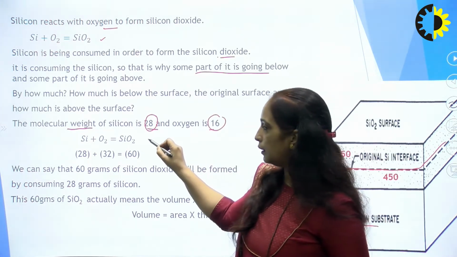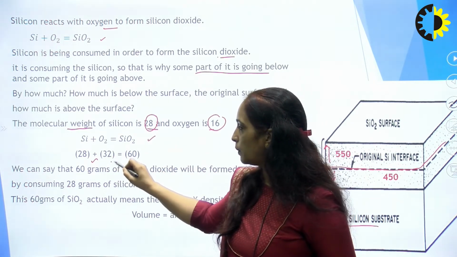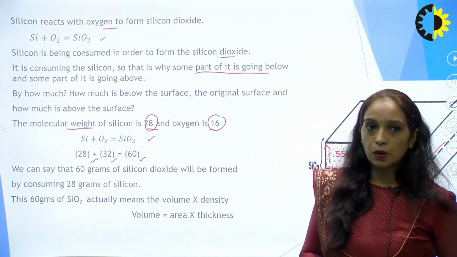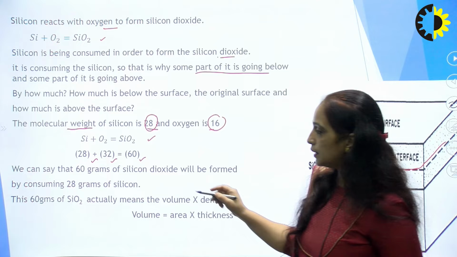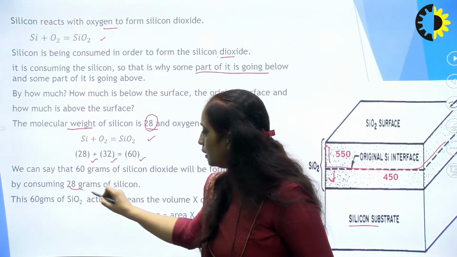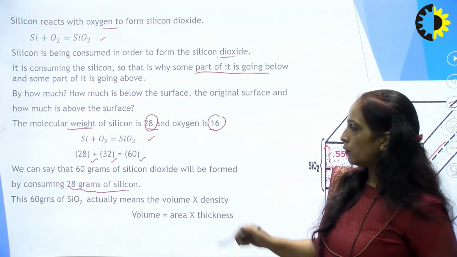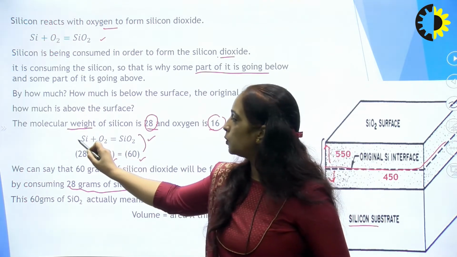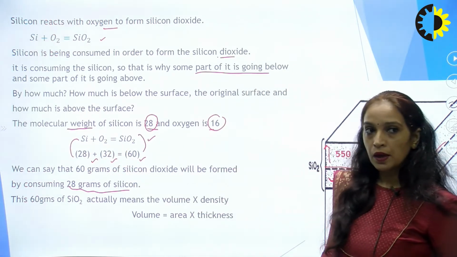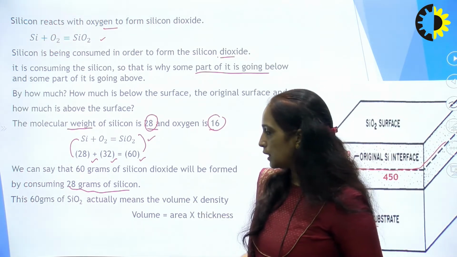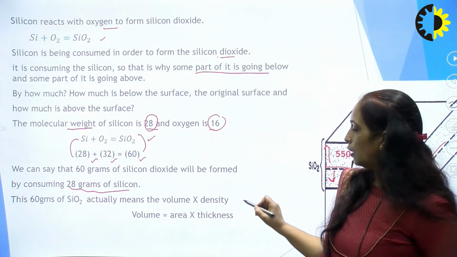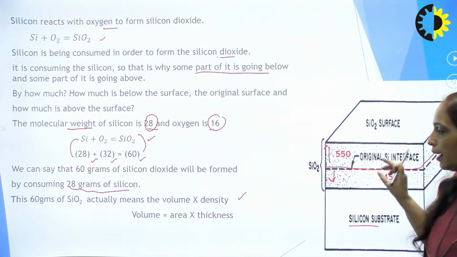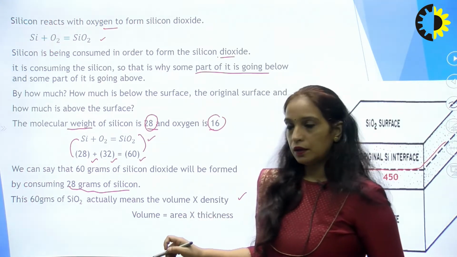So if you put that in the equation, you will have 28 plus 32, that is 60. So we can say that 60 gram of silicon dioxide will be formed by consuming 28 grams of silicon, right? This 60 gram of silicon dioxide is the volume into density, that is, how much will be the volume of this layer and how much is the density of the oxide.